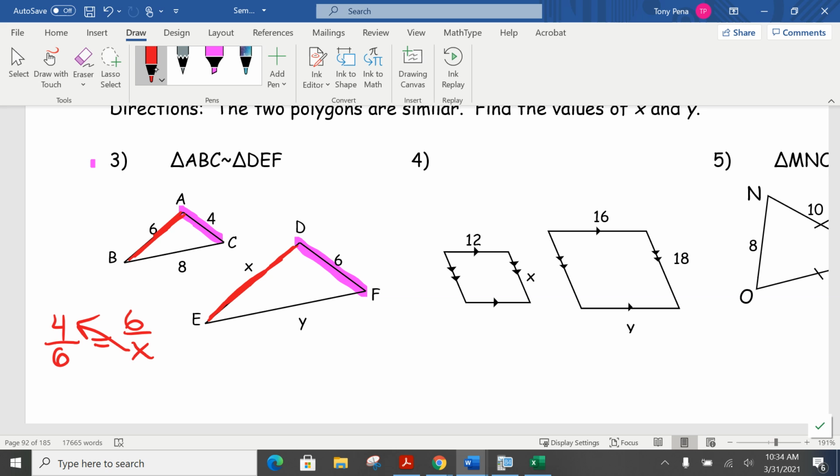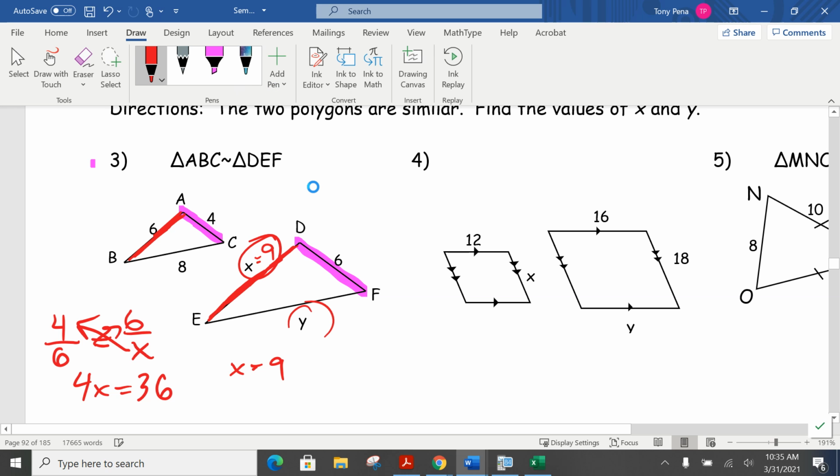All right. And then once you set it up, it's easy. Looking at the homeworks last night a little bit, we understand this pretty nicely. Crisscross, multiply, divide by 4, and then we know that this X is a 9. All right. But then that's what you're going to do for Y. That's what you're going to do for the rest of those problems down there. All right, you've got to be able to set up those proportions and then be able to solve them.